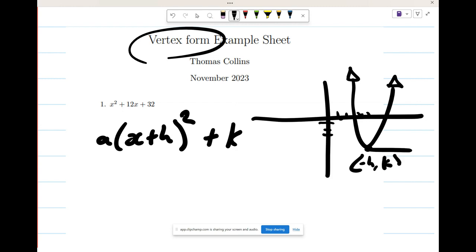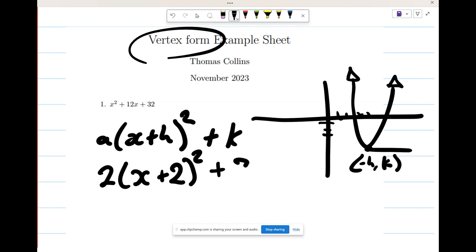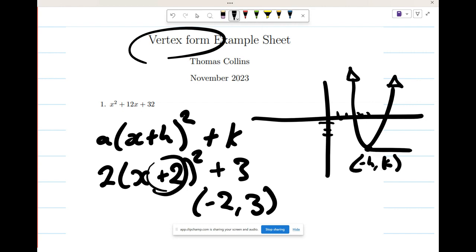And this minus here in front of this h is why we always change the sign of the value in here. So let's pretend we had 2(x plus 2) squared plus 3. Our coordinates here are going to be minus 2, 3, because we have our minus h over here and we have h over here. If this was minus 2, then we change it to a plus, because it would actually be minus minus 2, and we know that that's a plus 2.